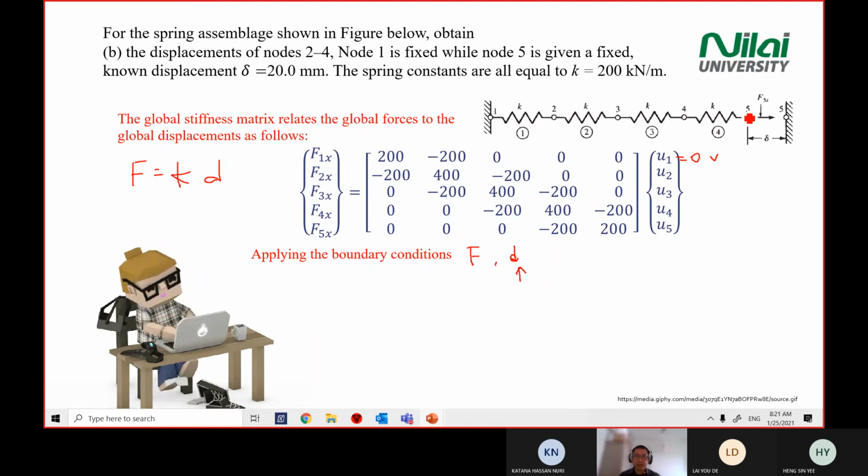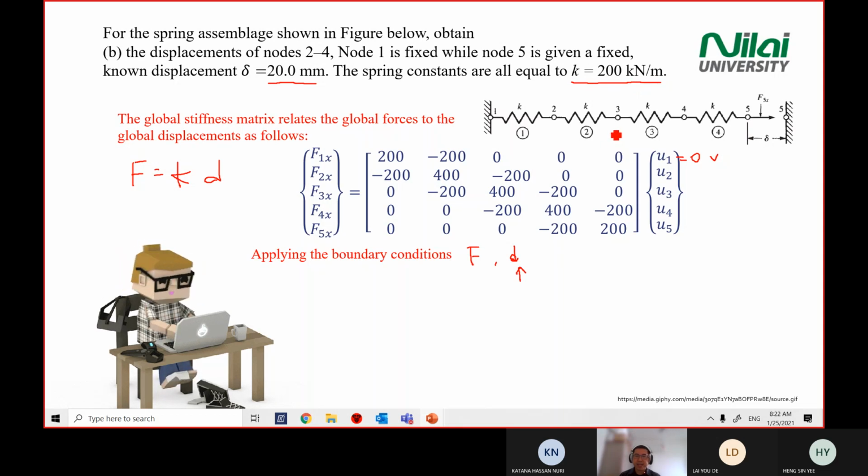20.0. Yeah, 20.0. What is the unit? This is millimeters. So you have to put in what unit? In meters. Why? Because our SI unit is meter and your stiffness matrix, which you see here on the screen, is in kilonewton over meter.